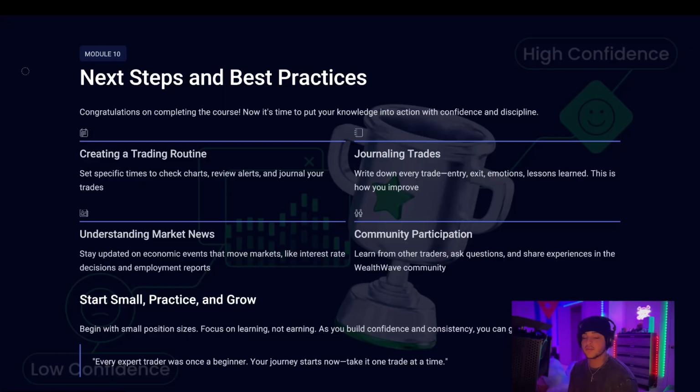This is how you improve. This is genuinely how you improve. This is what sets apart profitable traders from unprofitable traders. And then community participation. Learn from other traders, ask questions, and share experience in the WealthWave community.